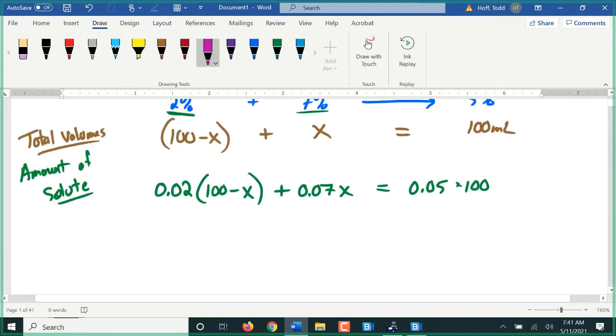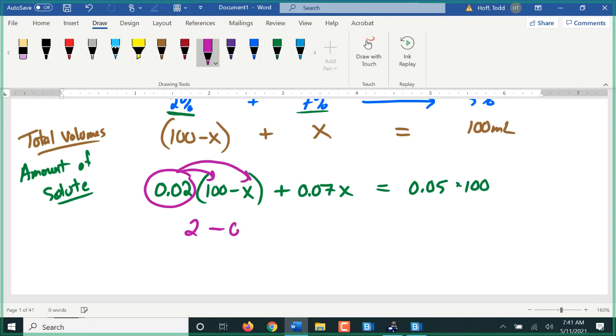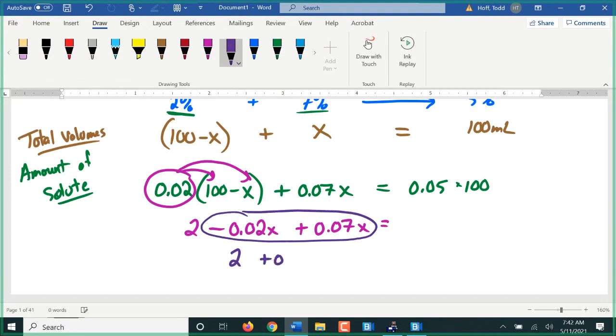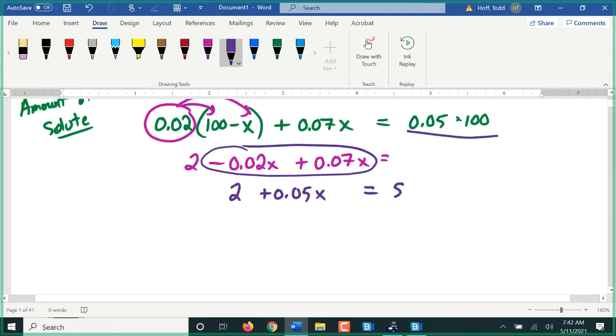Let's combine what we can combine on either side. On the left side here, we have 0.02 times 100, which is 2. And 0.02 times negative x is negative 0.02x. Well, 0.07 times x is just 0.07x. Now, there's still more we can combine there. The 2 isn't going to change. But we've got a negative 0.02 and a positive 0.07 gives us a positive 0.05x. That's all we can combine on the left. Now we can go over to the right. 0.05 times 100 is 5. And now we're ready to solve this equation.